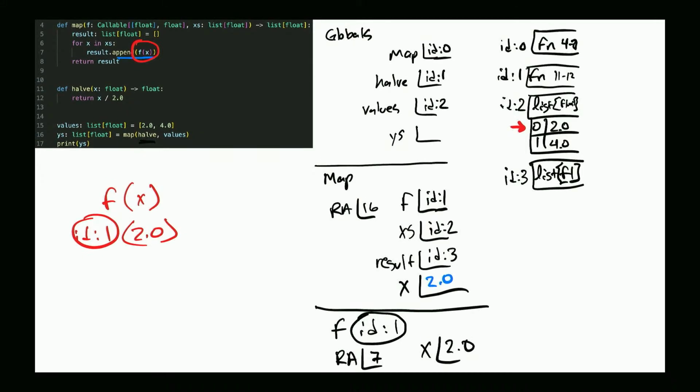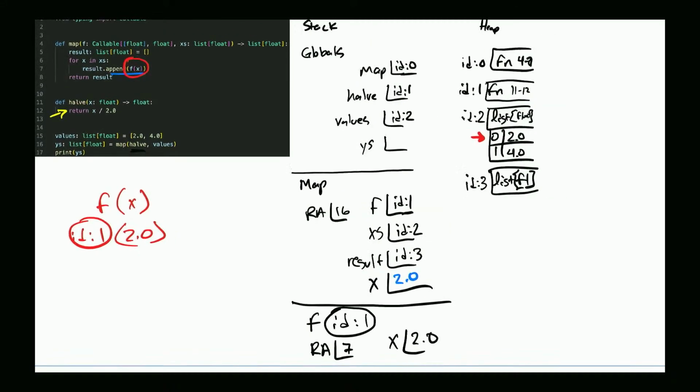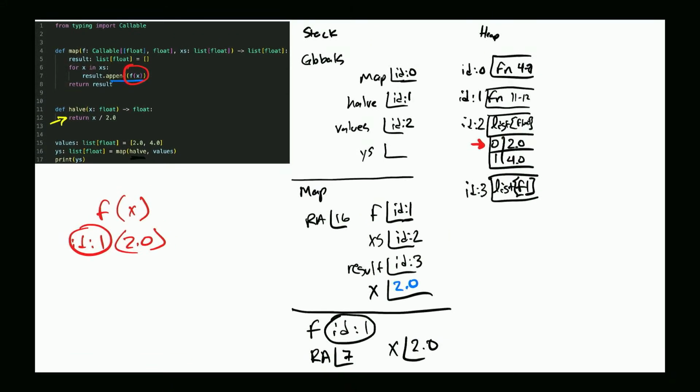And we know that because this is ID1, we've jumped into this function, and we're at line 12 that we're about to evaluate. Before I go and evaluate line 12, x divided by 2, questions on this step that we just made? Yep.